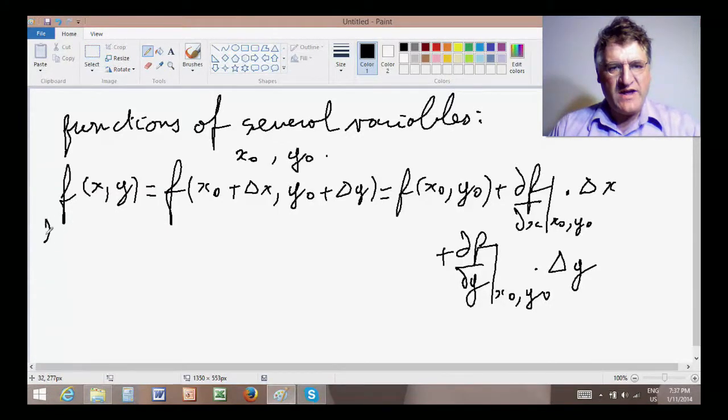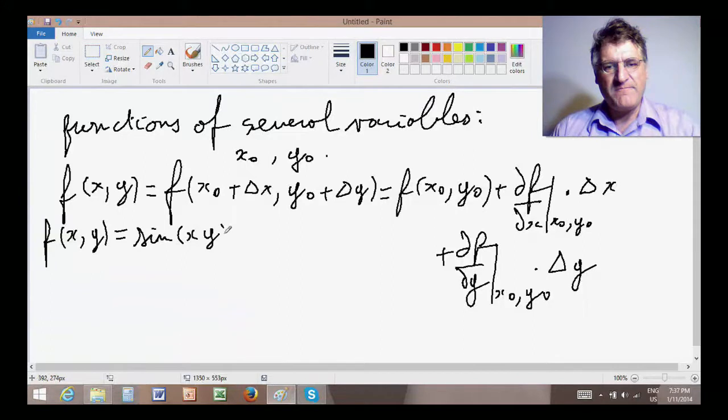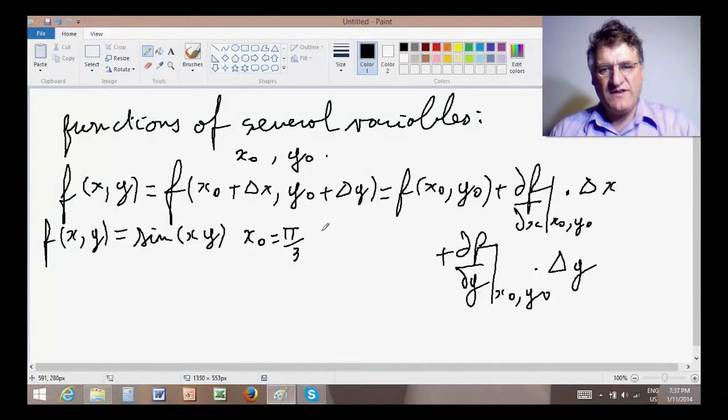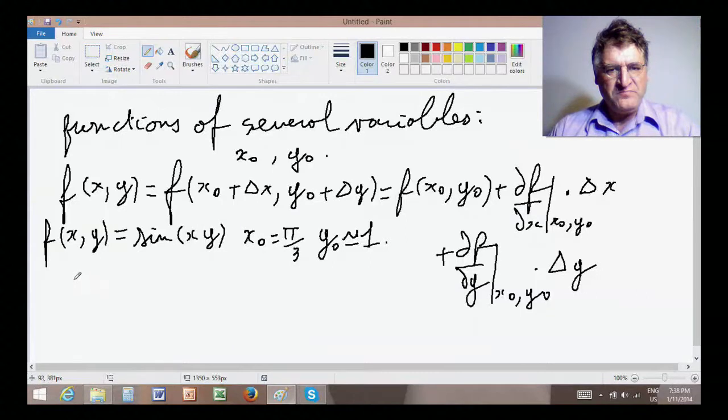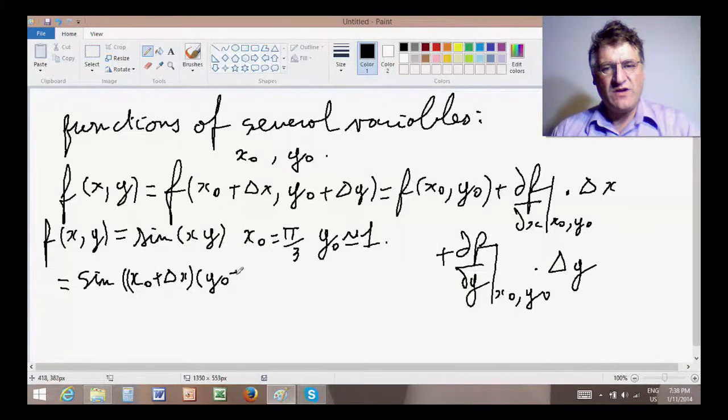Let's look at an example when f of x, y is equal to sine of x times y. This is unlikely in practice, but we can try. We try x0 is equal to pi over 3, and we assume that y0 is about equal to 1. Then sine of x times y would be equal to the sine of x0 plus delta x times y0 plus delta y.